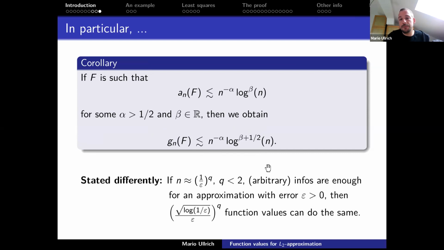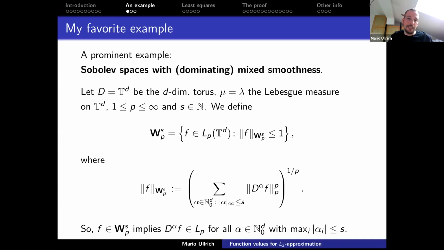And note that we basically don't have a restriction on the space except the decay of the approximation numbers. So that's really a fundamental result, because we don't need to take specific examples. But clearly examples are interesting, so let me show you one of my favorite examples, which is related to discrepancy and so on.